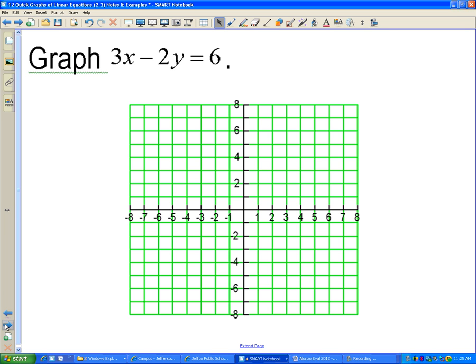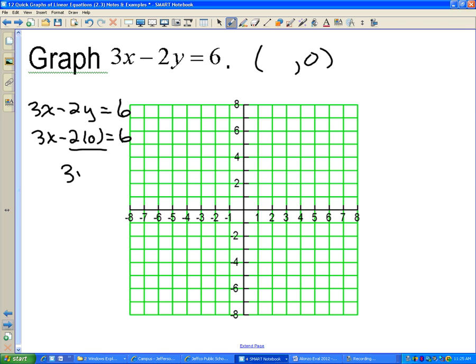3x minus 2y equals 6. So again, the first thing I want to do is let y equal 0, solve for x. 3x minus 2y is equal to 6. 3x minus 2 times 0 is equal to 6. This is 0, so 3x is equal to 6. Divide by 3, x is equal to 2. My first coordinate is (2, 0). Next, I want to let x equal 0 and solve for y. This was the x-intercept. Now I need to find the y-intercept. The x-intercept was (2, 0).